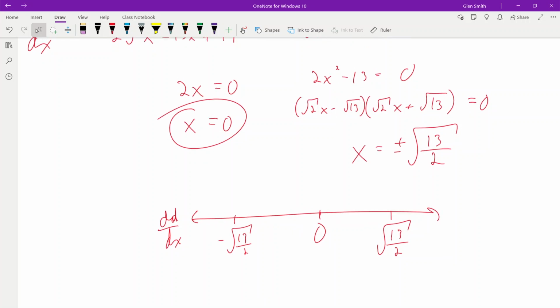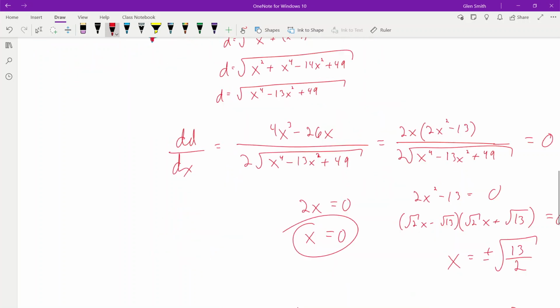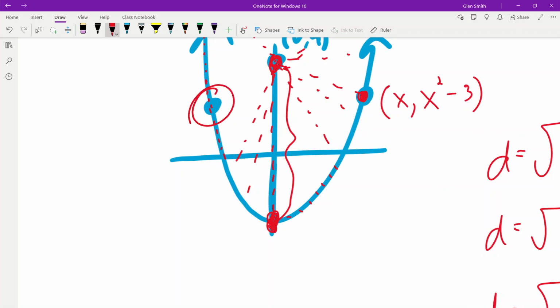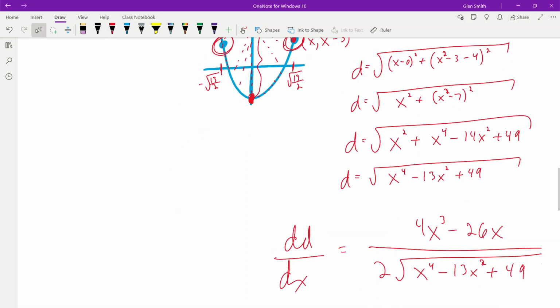If you think about what's going on, the answers have to be these 2 right here. All right? And that's because, again, if we go back up to this graph, remember we said there's 2 points that are closest? One's right here, and one's right here. There's a negative value and a positive value. That's going to be negative root 13 over 2 and positive root 13 over 2. The reason why 0 pops up is because that's going to be a maximum for the distance. Okay? So if you check these values in the derivative, boom, boom, boom.